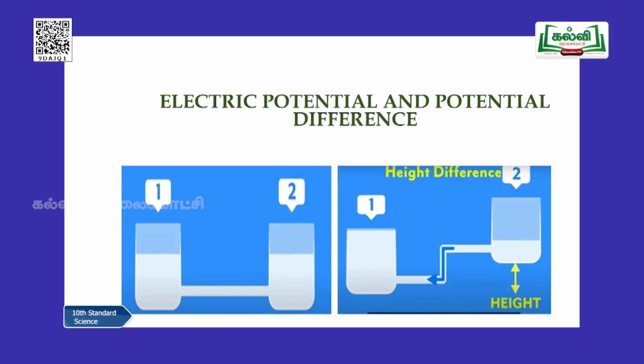Look at the picture. In the first picture, two glass beakers are connected with a tube. Can you tell me whether the water can flow from beaker 1 to 2 or from beaker 2 to 1? No, the water cannot flow from beaker 1 to 2 or 2 to 1. What is the reason? Because in both beakers the water level is the same and the tube is also connected at the same height. So no water flows from beaker 1 to beaker 2.